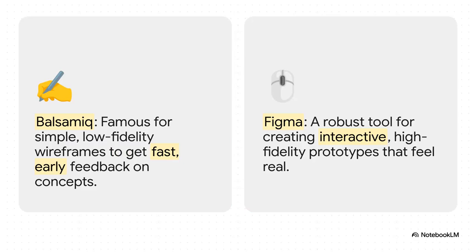For this, you've got 2 fantastic options that are kind of on opposite ends of the spectrum. You've got Balsamiq, which is all about speed. It makes these simple, sketchy-looking wireframes that are perfect for getting quick, gut-check feedback on a concept. Then you have Figma, which lets you build these beautiful, high-fidelity, interactive prototypes that look and feel just like the final product. This lets you test out the entire user flow before a single line of code even gets written.